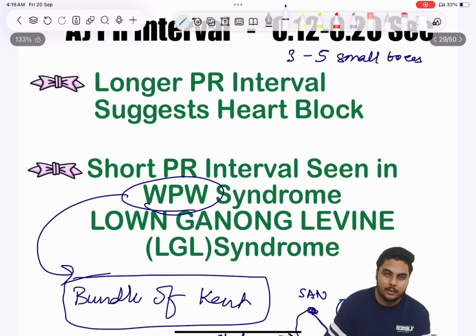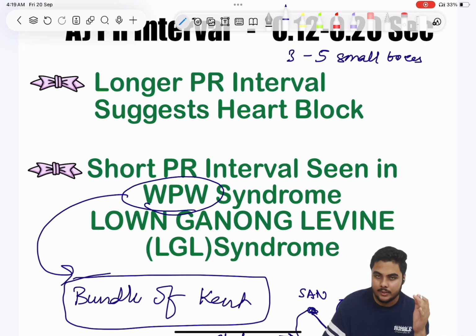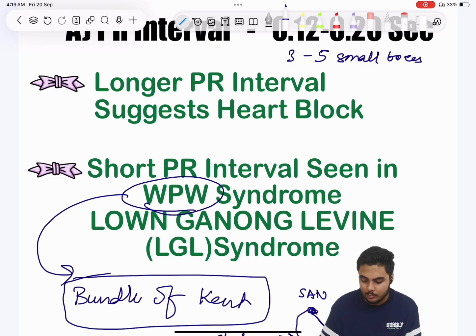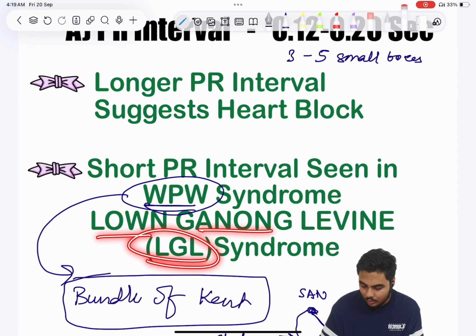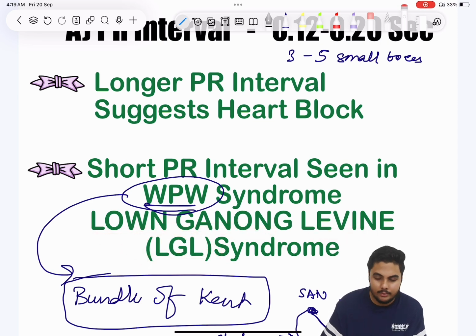Again, longer PR intervals suggest heart block, and shorter PR intervals suggest there is lesser time taken for the impulse to travel from atria to ventricle, as a result of which it can be seen in WPW syndrome as well as LGL syndrome, that is Lown-Ganong-Levine syndrome, named after the three scientists that devised it.